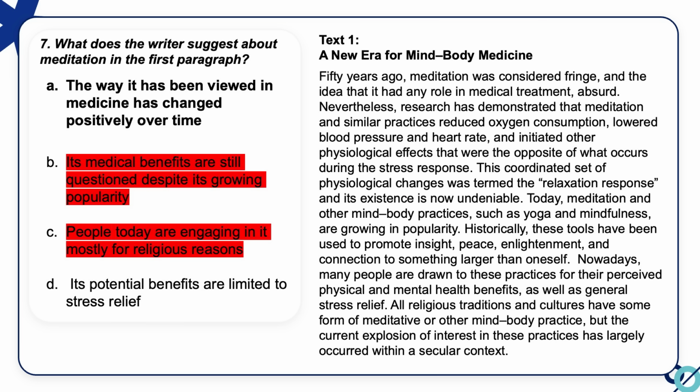C is wrong because the text says interest has occurred largely within a secular context. Secular means not connected with religious or spiritual matters. D is wrong because the text lists physical and mental health benefits in addition to general stress relief, and specifically mentions the physiological changes like lowered blood pressure and heart rate. Therefore, the benefits are not limited to just stress relief.